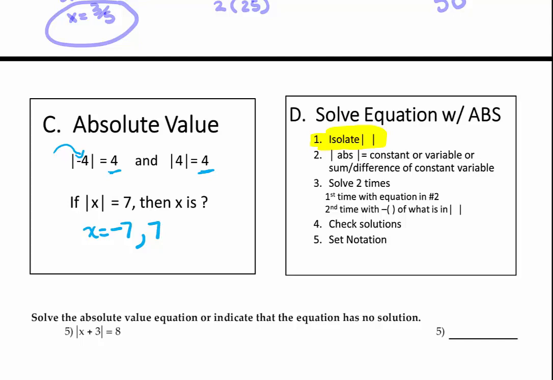So here's where mine might be a little different than what you're used to, because the second time I solve it, I take the opposite of what is inside the absolute value.